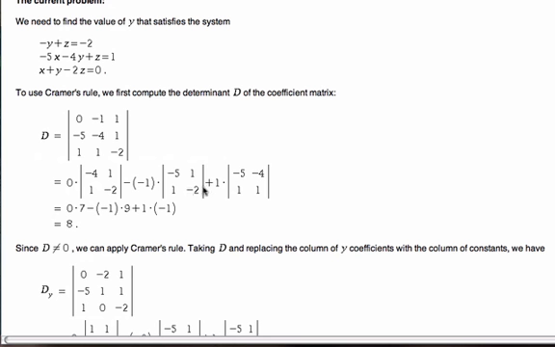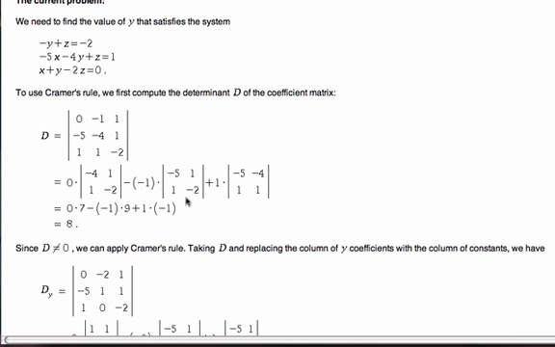Then you're going to add the next coefficient in the first row, which is 1, and multiply that by the matrix. We're going to use the x and the y values from the other equations. That's going to be this matrix here.